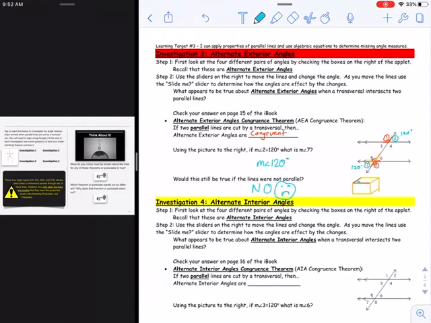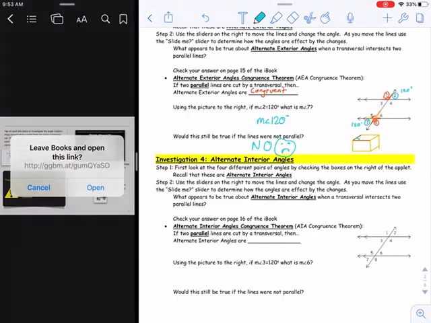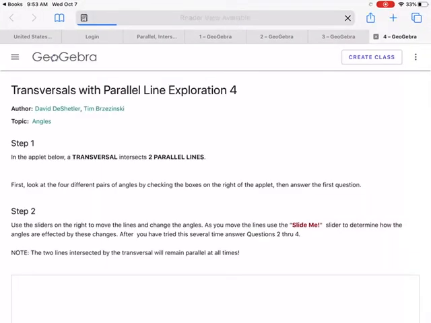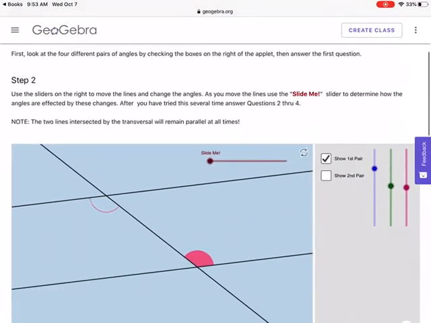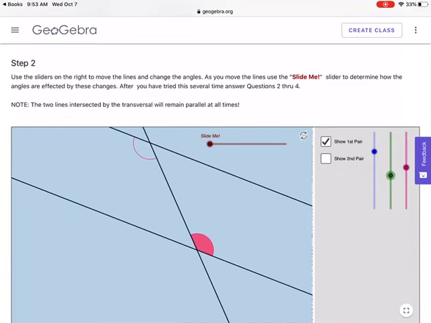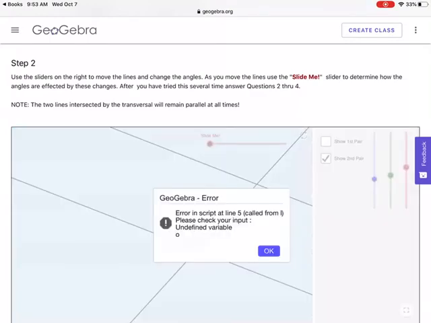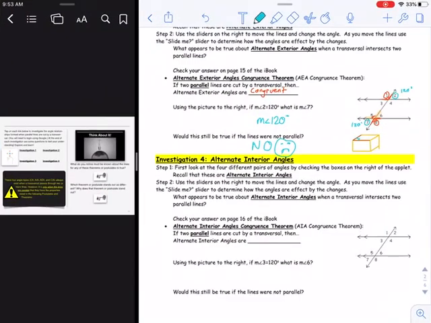And then the last one, let's not give up on good old GeoGebra. Let's see if this investigation works. Let's look at alternate interior angles. This one appears to work. So here's a pair of alternate interior angles. Again, alternate because they're on opposite sides of the transversal. Interior because they're on the inside of the parallel lines. And again, we can slide the points around. Alternate interior angles are always congruent. Can't show the second pair, I guess. Okay, that's enough of you, GeoGebra. Let's just go back here.